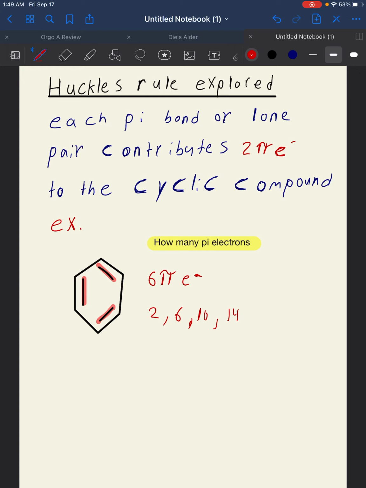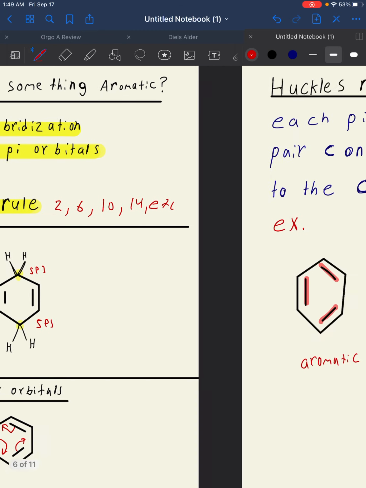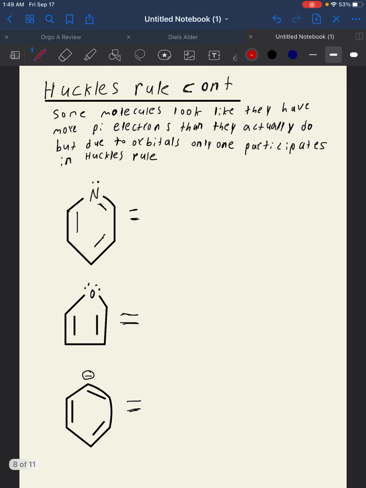You just keep adding 4 onto it. So since this is 6 electrons, it follows Huckel's rule. It has continuous pi orbitals. It is a cyclic ring, and there's no sp3, so this is 100% aromatic. And like I said back here, these are the rules you have to follow. And now I'm just going in depth with these rules. But since this is aromatic, it's aromatic. So let's keep exploring Huckel's rule.